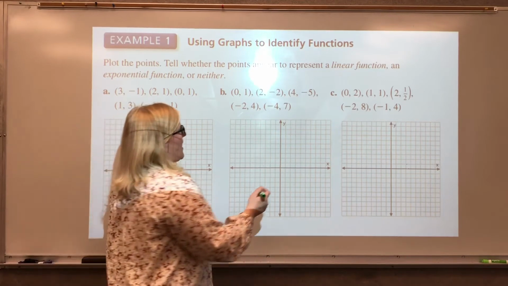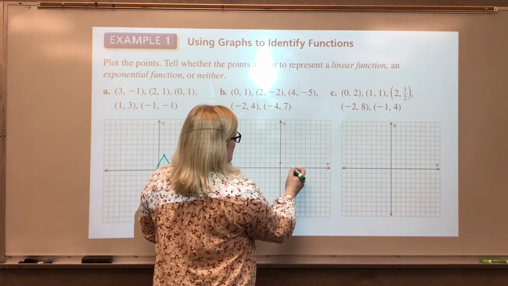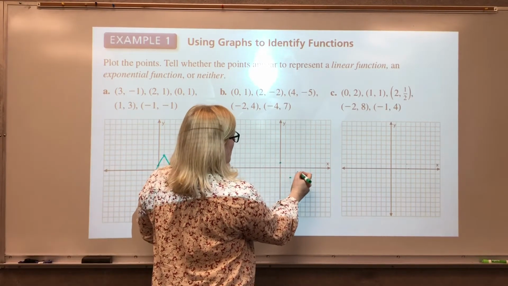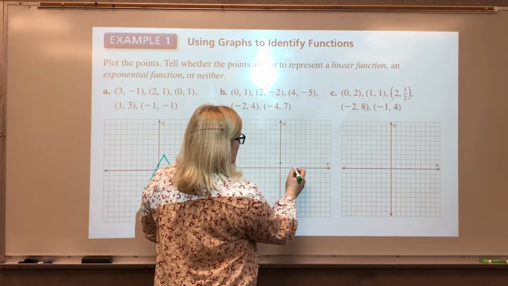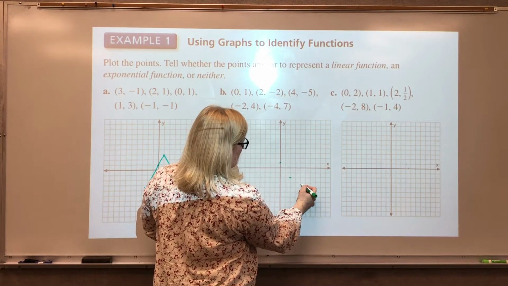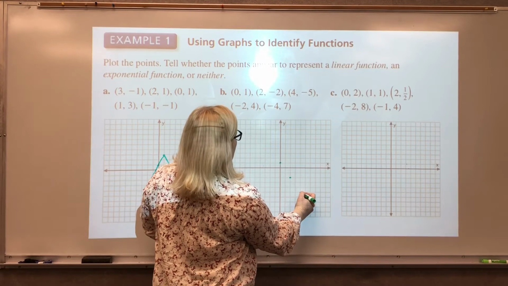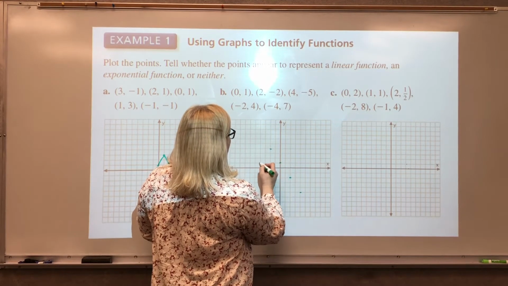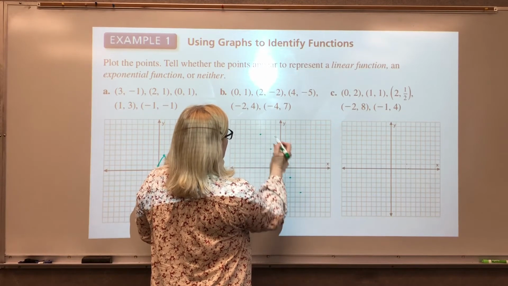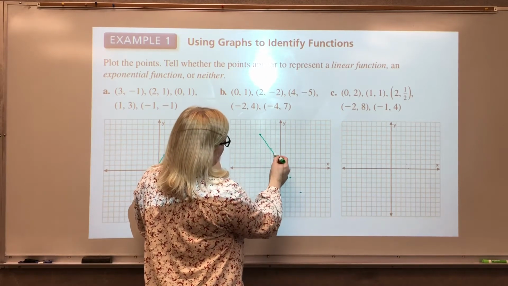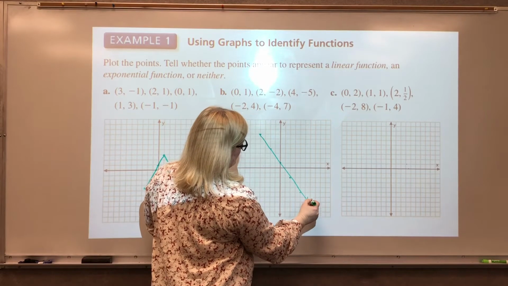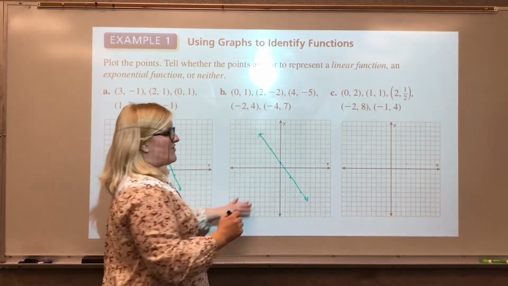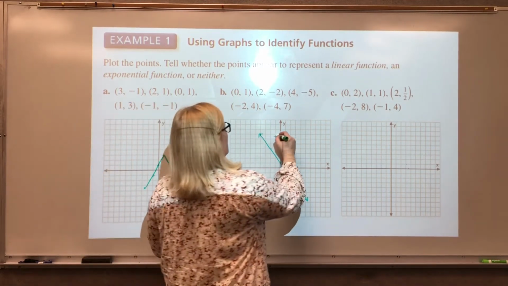Okay, over here we have (0, 1), (2, -2), (4, -5), (-2, 4), and (-4, 7). Okay, and if we connect these, we definitely have a line. So this is linear.